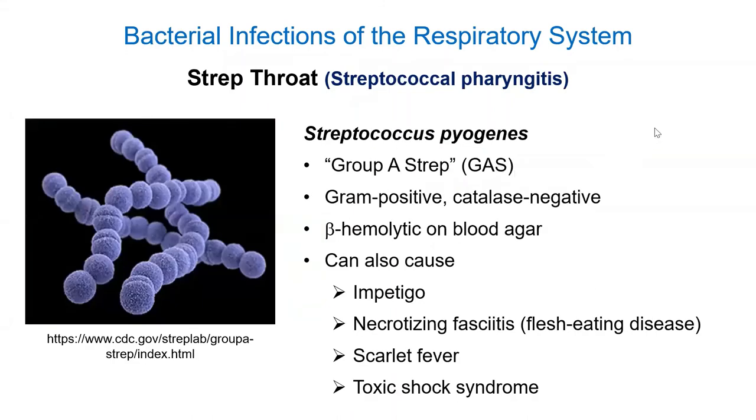So I think I said some of these things already about group A strep or Streptococcus pyogenes. Like I said, there's a few other group A strep out there. Sometimes the acronym you might see is GAS. It is the one organism that we mentioned that is beta hemolytic on blood agar, so it's giving the full clearing around the colonies. And this organism can cause all sorts of other diseases, some that we've mentioned already, the flesh eating disease, toxic shock syndrome.